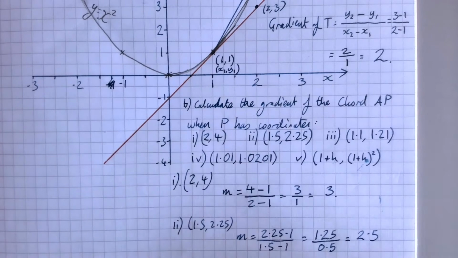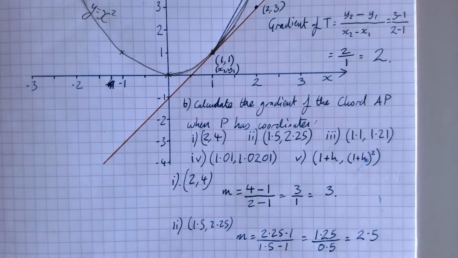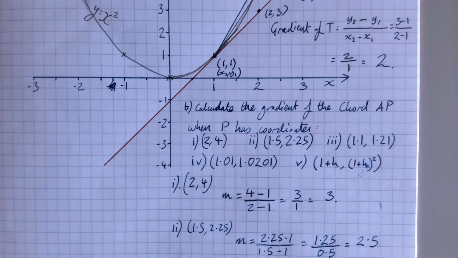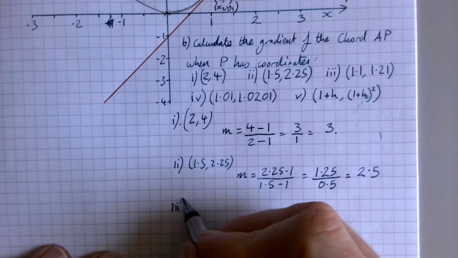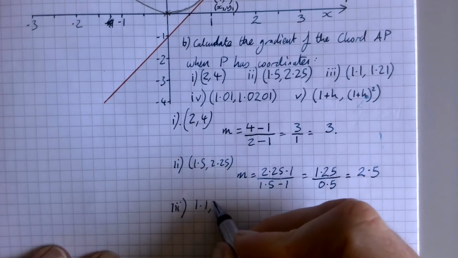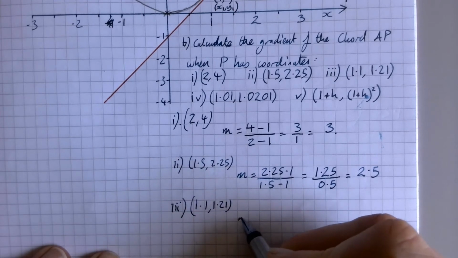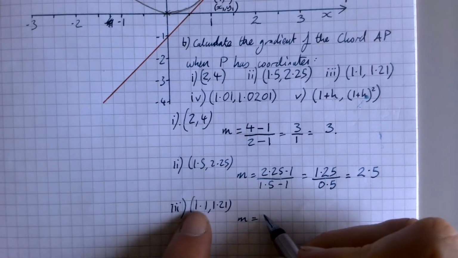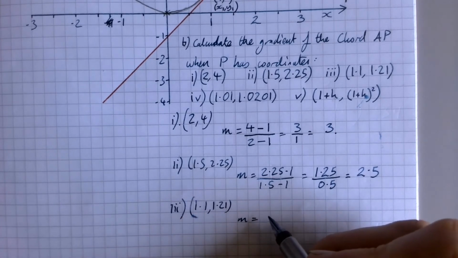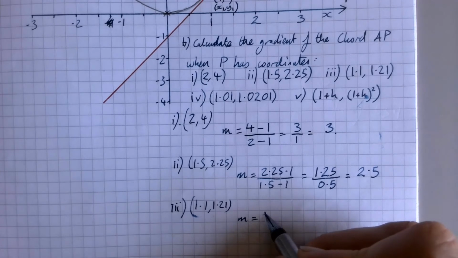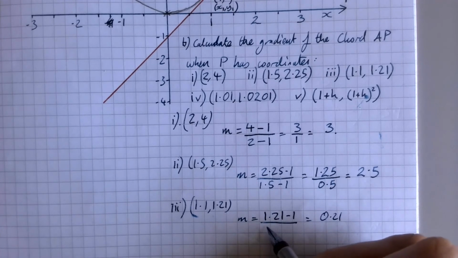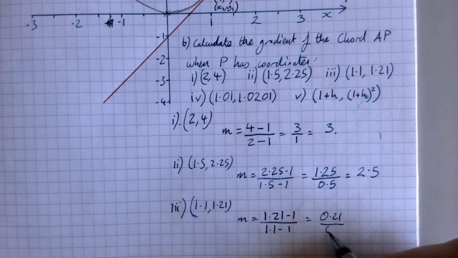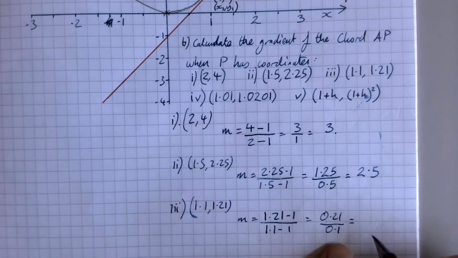Remember, we actually want that answer to be 2 in the end, because that's what we know from the tangent that we've been told exactly where it is beforehand. Moving on down, we get to the third one, and we just do the same process again. So I've got 1.21, which is 1.1 squared, because this is the curve of y equals x squared, so your y value is always going to be your x value squared. So 1.21 take 1 is 0.21, and that's going to be over 1.1 take 1, which is 0.1. Dividing by 0.1, that's timesing by 10, so that's going to be 2.1.